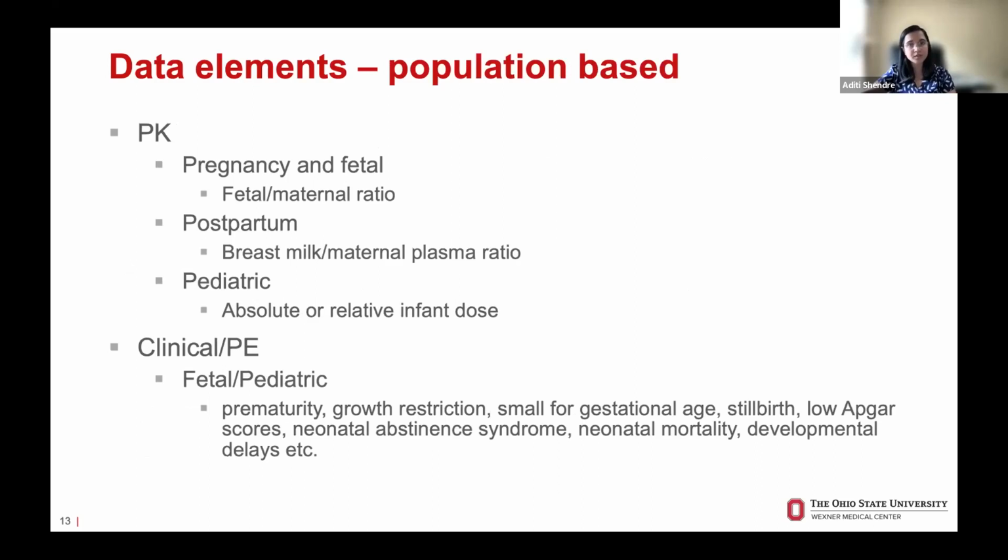And then when it comes to population-specific ones, some PK related ones are fetal maternal ratios or the milk to plasma ratio, and the estimation of either absolute or relative infant dose. With clinical or pharmacoepi ones, a lot of them are related to growth or when the baby was born. So it's preterm, prematurity, growth restriction, small for gestational age, Apgar scores. When it comes to opioids, neonatal abstinence syndrome is investigated quite frequently. Neonatal mortality and other developmental delays.